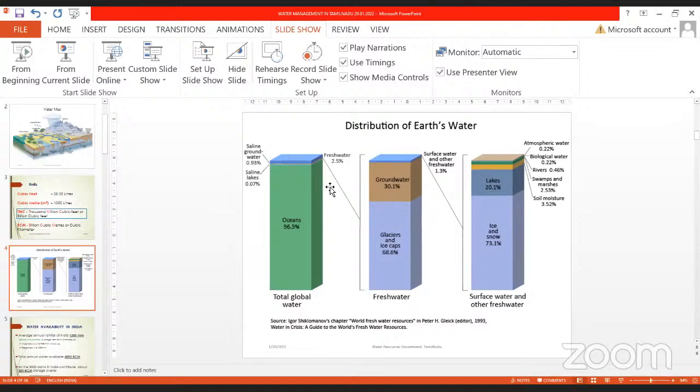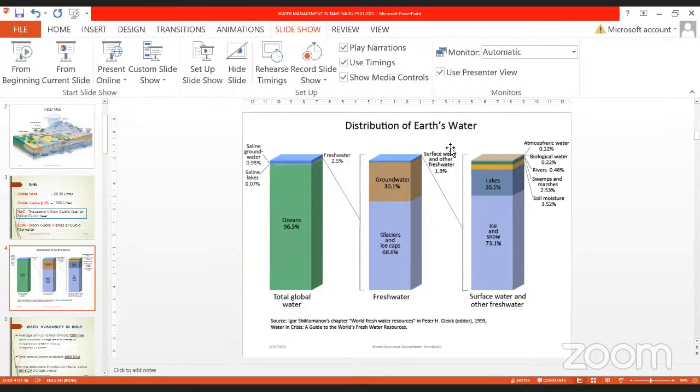So in the second column, considering the 2.5% of fresh water as 100%, around 68.6% is sitting as glaciers and ice caps. The remaining 30.1% is groundwater, and the remaining 1.3% is surface water. Now we can see the contrast between groundwater and surface water percentage. For example, surface water is 1.3 and groundwater is 30.1, which is almost 20 times.